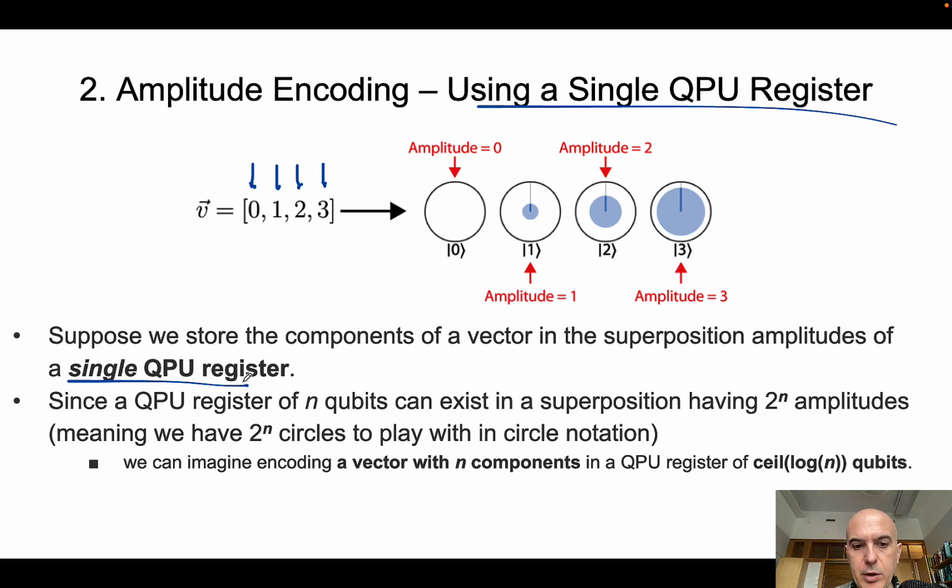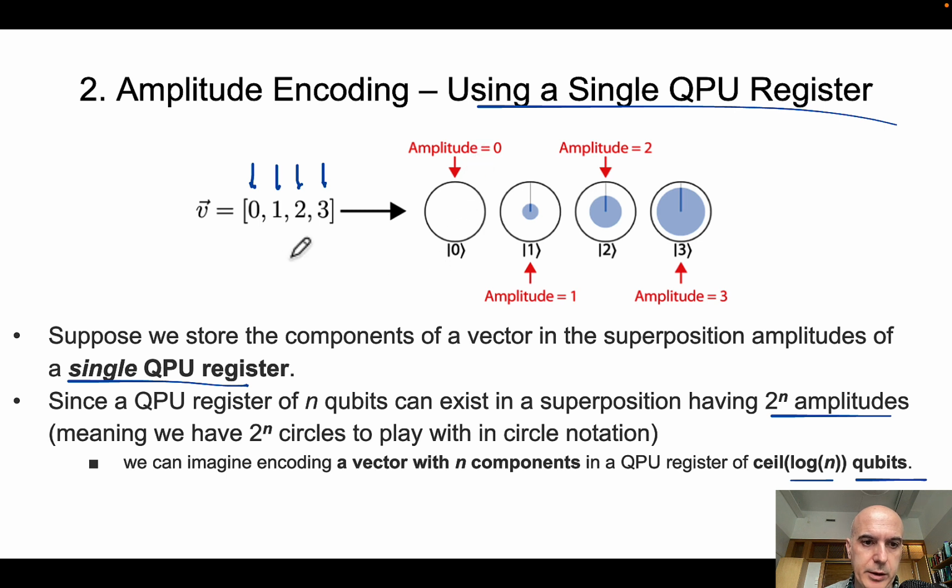Since a QPU register of n qubits can exist in a superposition of 2 to the n amplitudes, meaning that we're going to have 2 to the n circles to play with in our circle notation, we can imagine encoding a vector with n components in a QPU register of log n qubits. So this is a major saving. Instead of using different quantum registers, we use just one quantum register with enough qubits to represent all the elements we have in our vector. And then we use the amplitudes to represent the values of our vector.